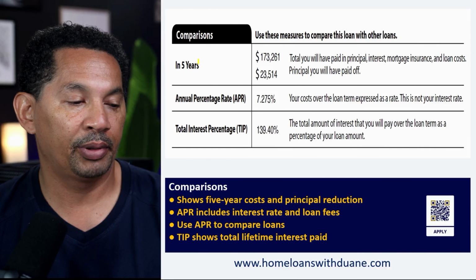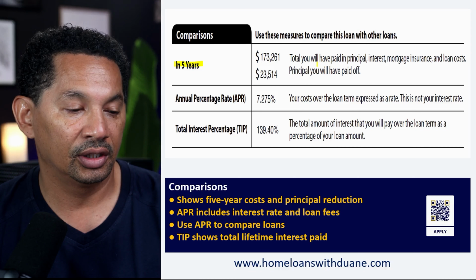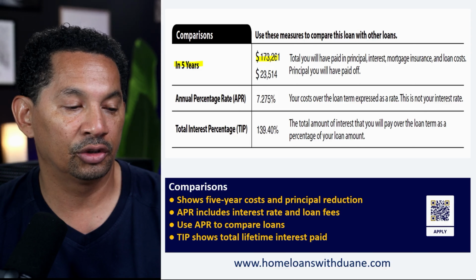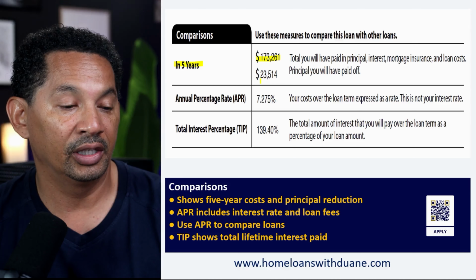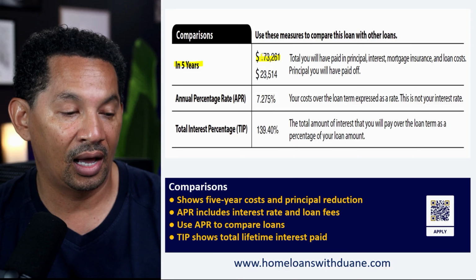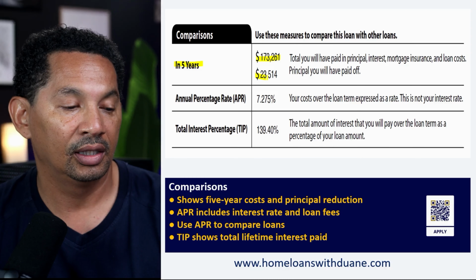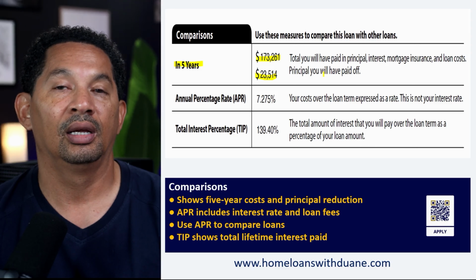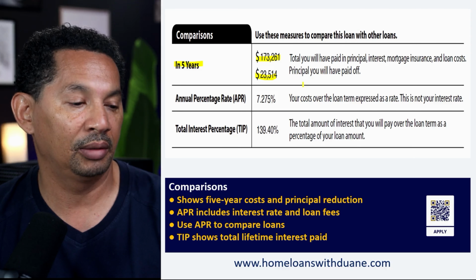Now we're on to the comparison section. So you can see on here, in 5 years, this is the total you will have paid in principal, interest, mortgage insurance, and loan costs: $173,261. Now, the amount of principal that you would have paid out of this $173,261 is $23,514. So that gives you an idea, in 5 years, how did my loan perform associated with my mortgage payment?